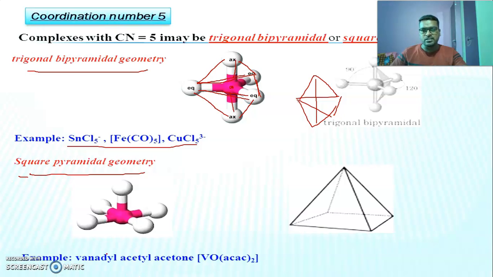Square pyramidal means in this case, the 4 ligands are present at 4 corners of the square and the central metal atom is present exactly at the midpoint of the square, but one ligand is present above the plane and it forms a single pyramid, a pyramidal shape. So that's why this is called one pyramid present on the square. That's why it is a square pyramidal geometry. That means if a complex forms 5 monodentate ligands, that means if the coordination number is 5, 2 geometries are possible. One is trigonal bipyramidal geometry and the other is square pyramidal geometry.